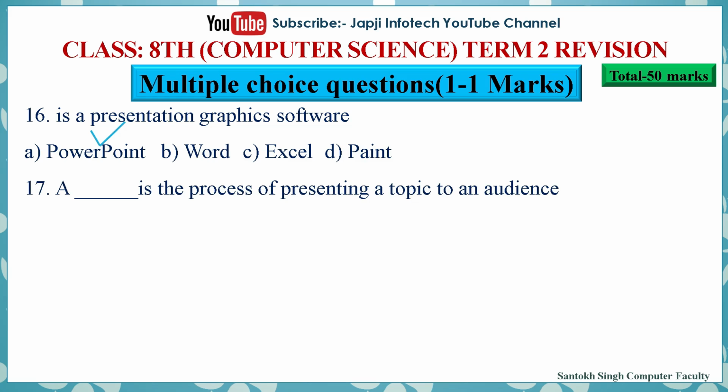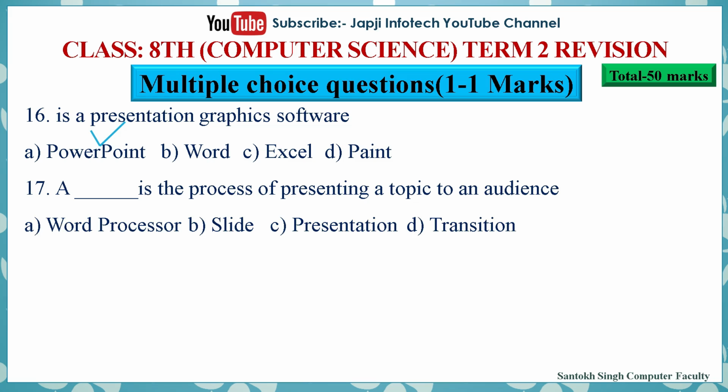17th one is a dash is the process of presenting a topic to an audience, and their options are word processor, slide, presentation, and the last one is transition. And the right answer is A. Presentation is the process of presenting a topic to an audience.